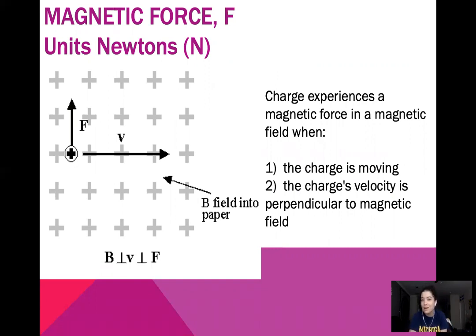It's a force. I usually give it a little M, just so I know it's a magnetic force. Like any other force, the units are newtons, okay? So a magnetic force is experienced by a charge when it's in a magnetic field, when the charge is moving and the velocity is perpendicular to the magnetic field. Please write that down. So a charge will experience a magnetic force in a magnetic field when it's moving, but it's perpendicular to the direction of the magnetic field, okay?